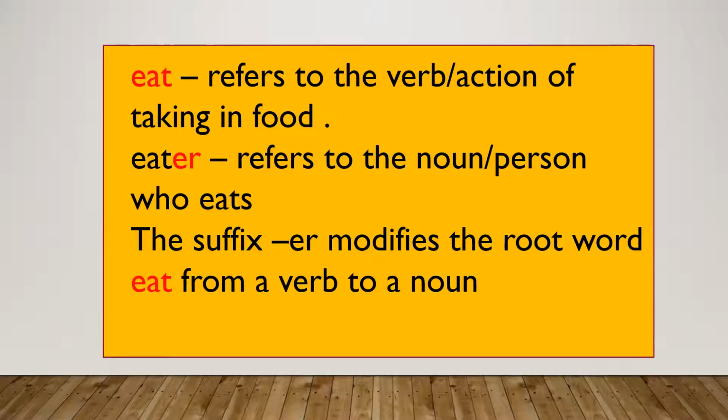Have you understood student? So here the word is eat and it refers to the verb action of taking in food. Understood student? And eater refers to the noun or person who eats. So student, here eat is a verb and then it becomes eater. So eater is a noun. So the suffix er modifies the root word eat from a verb to a noun. Have you understood student?